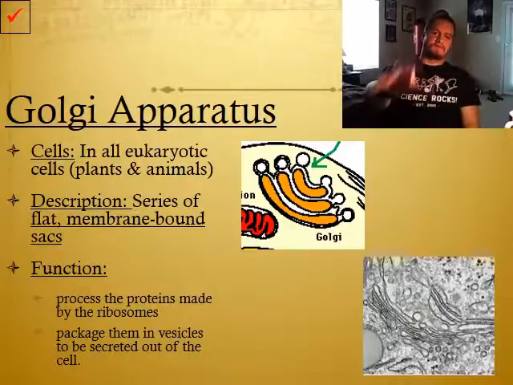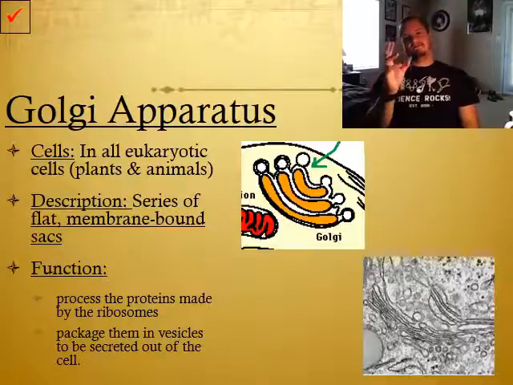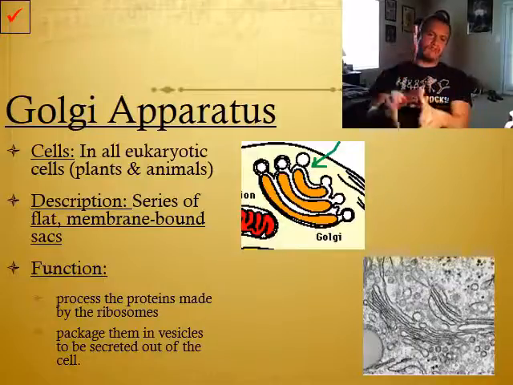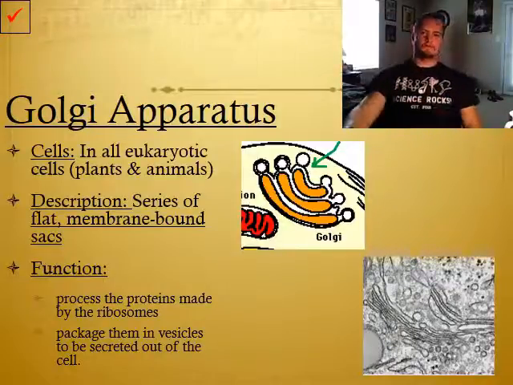So like I said before, the Golgi apparatus, series of membrane-bound sacs that process protein, package it, and ship it out, much like a shipping company.